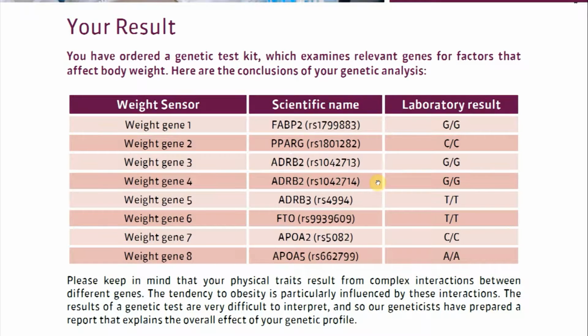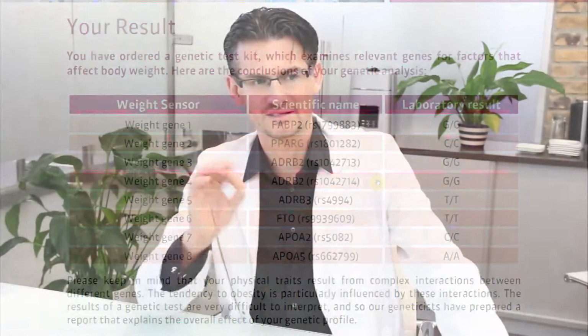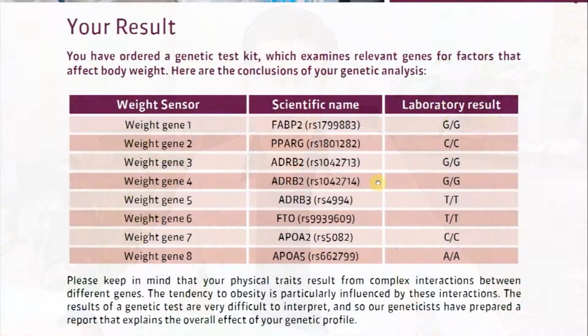And these RS numbers, you can see it as a kind of catalog number which uniquely identifies this one genetic variation that we're testing. And this here is your laboratory result, and that's unique for you. So other people will have a different result here. And basically what it means, of this particular FABP2 gene, every person has 2 copies, one from his or her father and one from his or her mother.